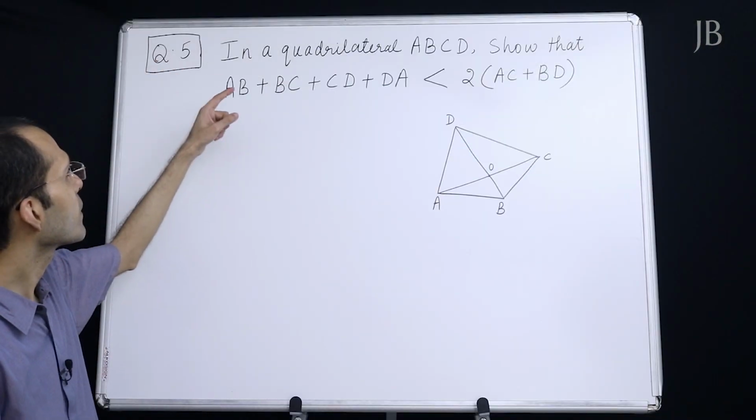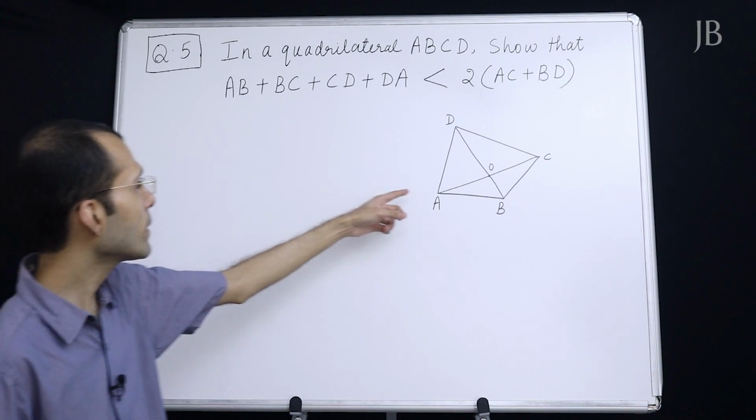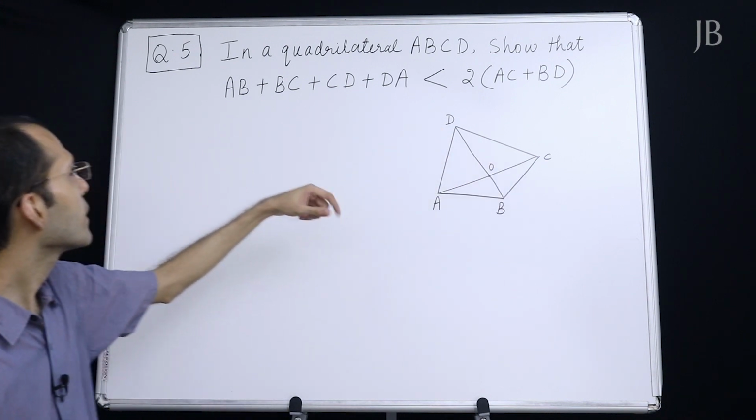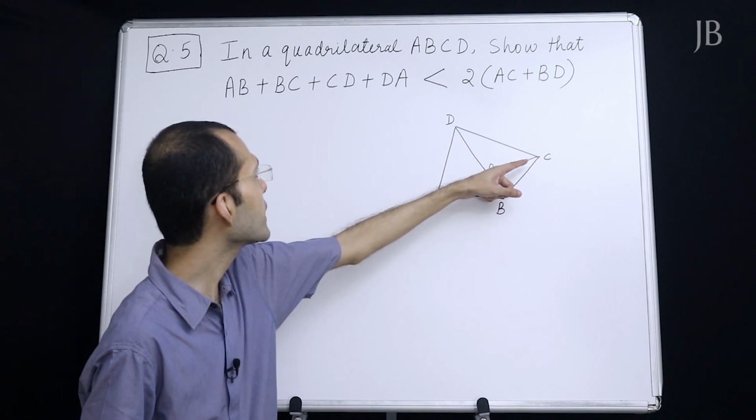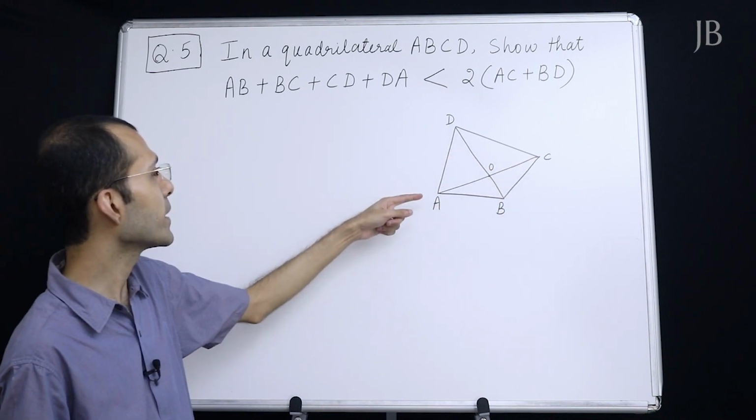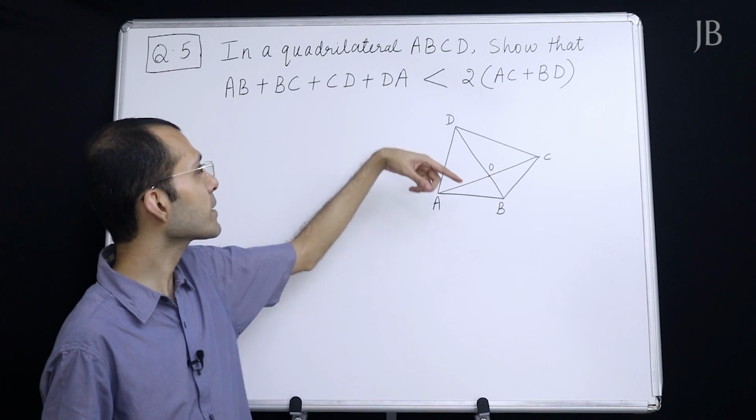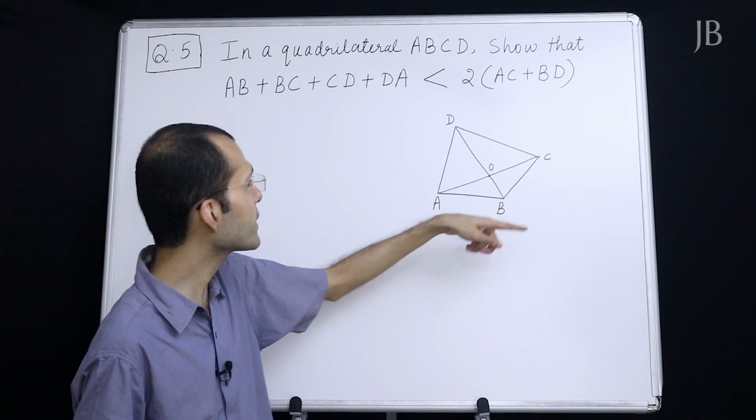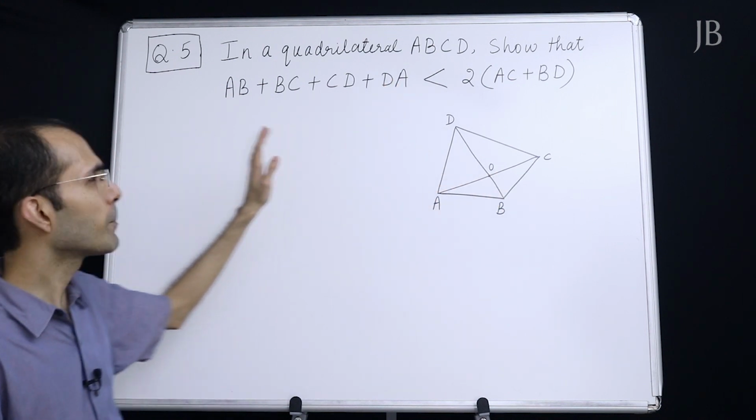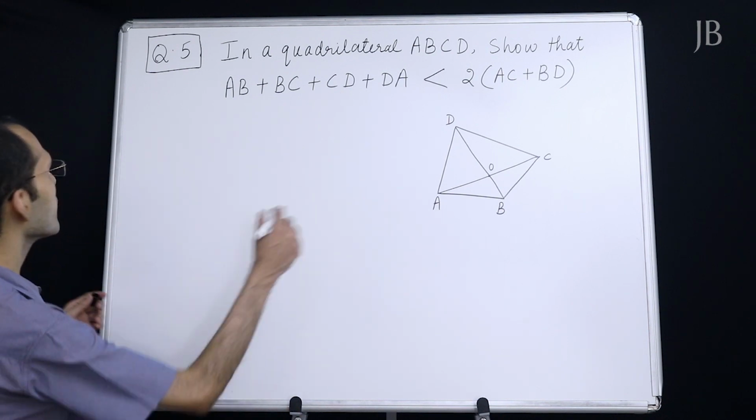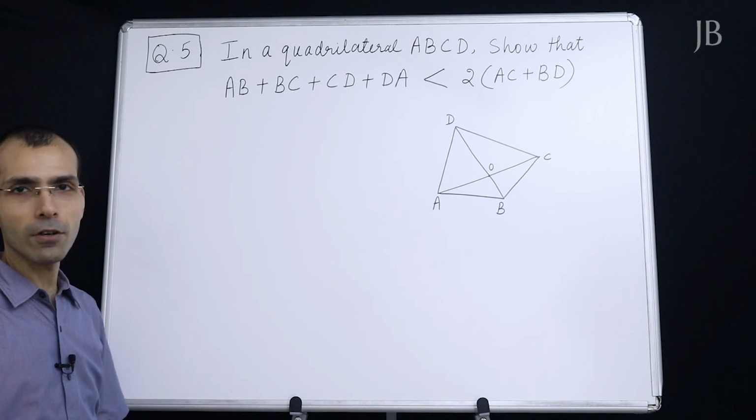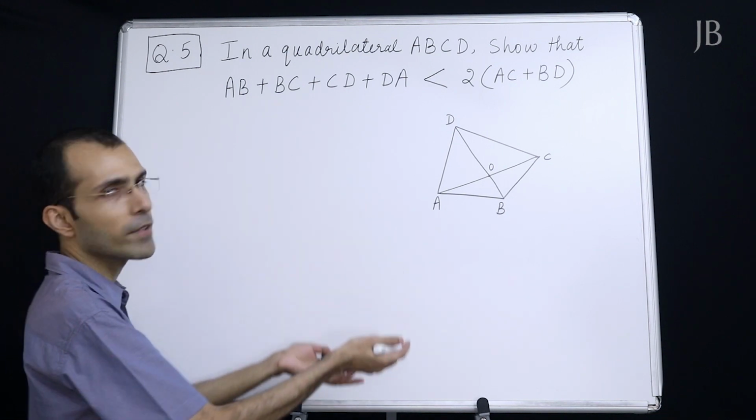Question 5. In quadrilateral ABCD, show that AB plus BC plus CD plus DA is lesser than twice of AC plus BD. Appears bewildering, but nothing of that sort. We have studied the triangle inequality, so that only somehow we have to apply.